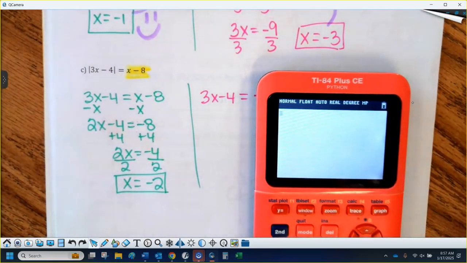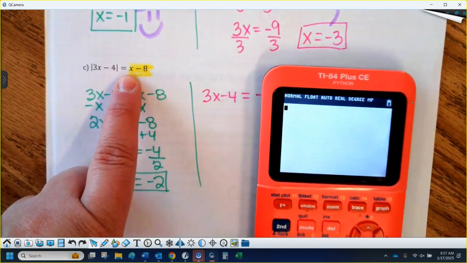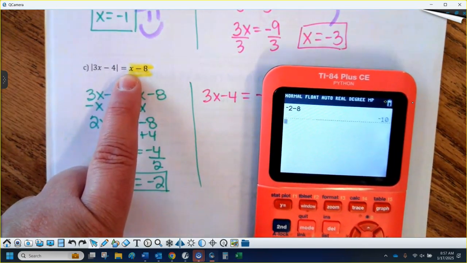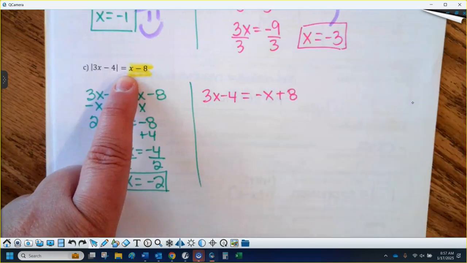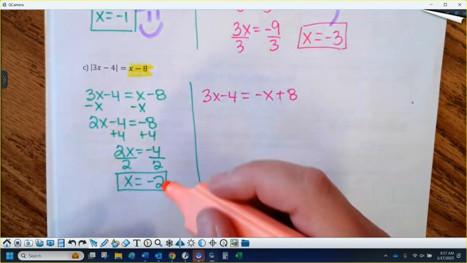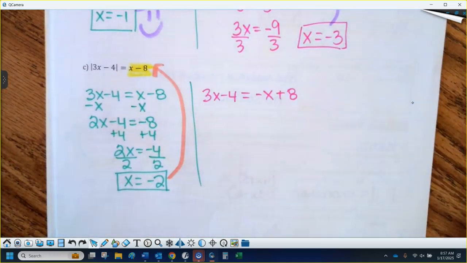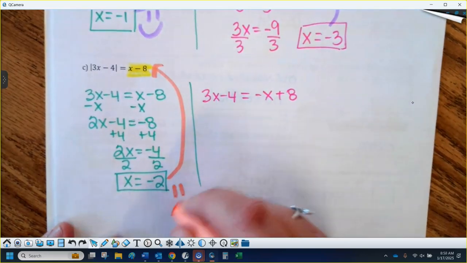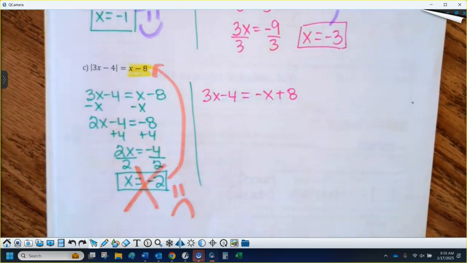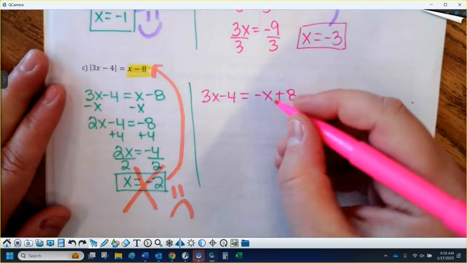That absolute value, whatever that is, cannot be equal to a negative number. If I plug in my answer, I get negative 2 minus 8. Doesn't matter what it is, if it's negative, then that can't be a solution. So negative 2 minus 8 is negative 10. That gives me a negative answer, so that solution doesn't work. That's what we call an extraneous solution. We didn't do anything wrong algebraically. It just doesn't work in the original problem.